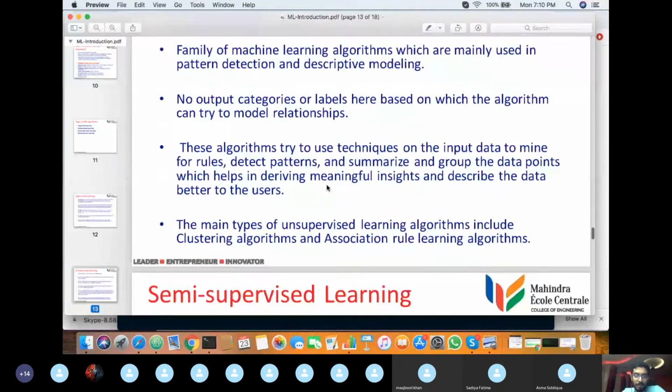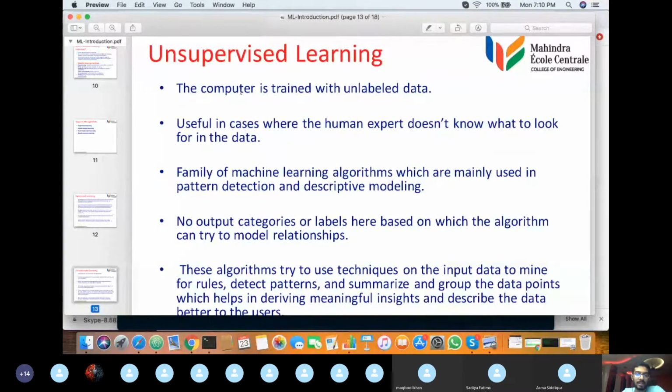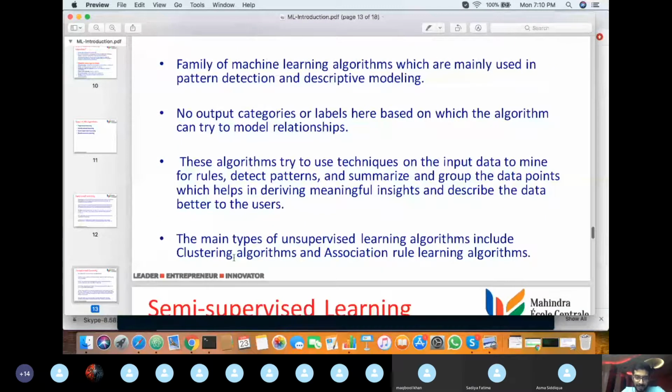Now coming to unsupervised learning. In the case of unsupervised learning, you know your input variables, but you don't know what your output variables are. So you don't know what your target value is supposed to be. In such cases, the computer is just trained with unlabeled data, and then you start creating different groups. You start categorizing the types of data into different groups. This particular technique is called clustering, okay? And you can also use something called association rule learning algorithms.